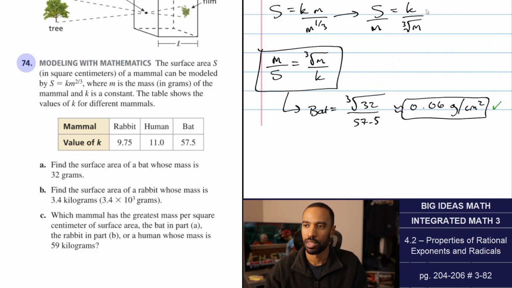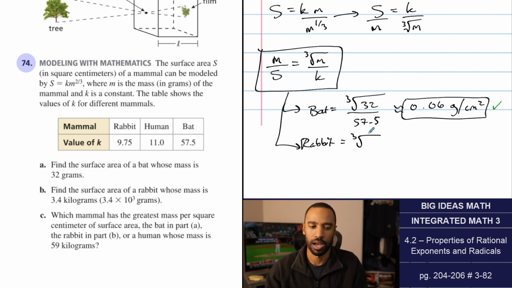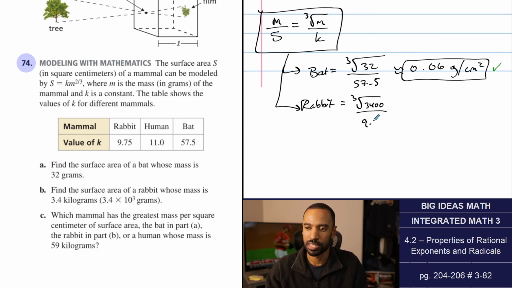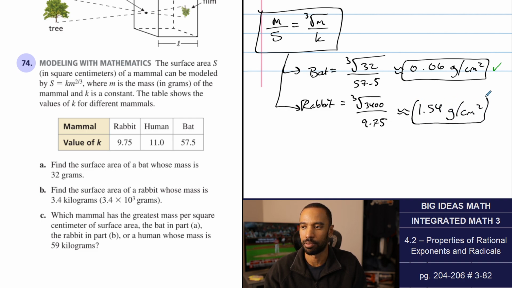And then let's do the rabbit. The rabbit is the cube root of 3,400. That was the mass in grams over 9.75. So let's try that one. Cube root of 3,400. I guess you're just going to have to trust what I'm typing. I mean, it's up to you. Divided by 9.75. And I'm getting 1.54. I don't remember if that was a number. Actually, I do remember. I said it was a little bit more than 1. Somewhere between 1 and 2. So I'm just going to trust that one.